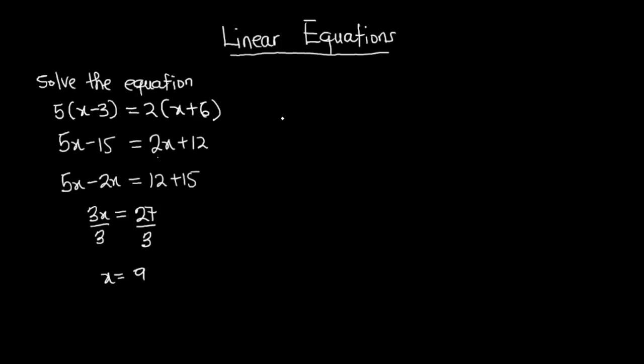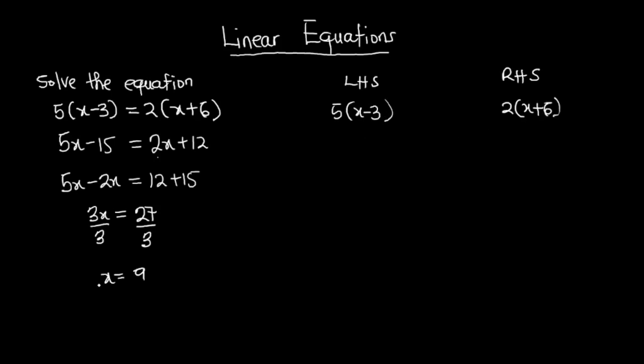Now once you are done and you find the value of the variable that you've been given to find, always make sure you cross check to see if the left hand side is equal to the right hand side. So the left hand side over here, the equation that we have is 5(x - 3), and then on the right hand side we have the equation 2(x + 6).